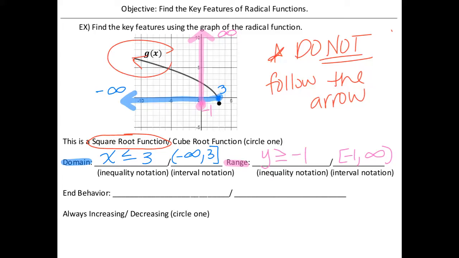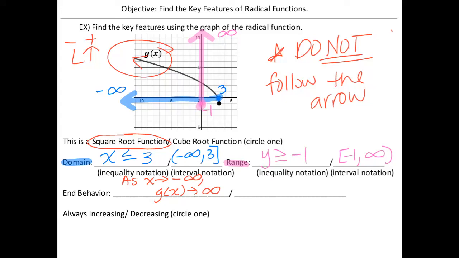Our end behavior, we're looking at this side over here. Is that the left or the right side? Left, going up or down? Up. So left is which infinity? Left is negative, and up is positive. So as x goes to negative infinity, g of x goes to positive infinity. And again, you can say y if you don't want to say g of x, that's fine.